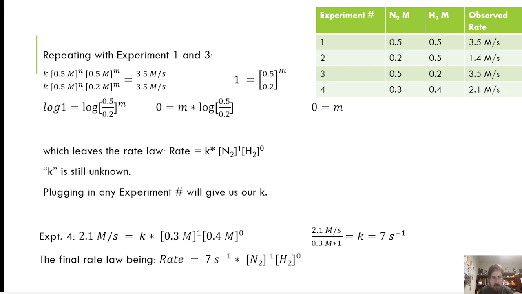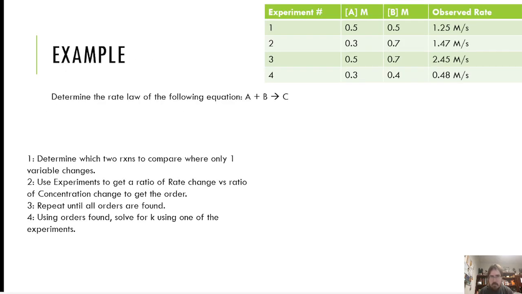So if a rate is in molar per second, and I'm dividing by a unit of molar, the molar cancels out, and I'm left with 1 over seconds. But it's all based on the units. So we will do a problem or two.